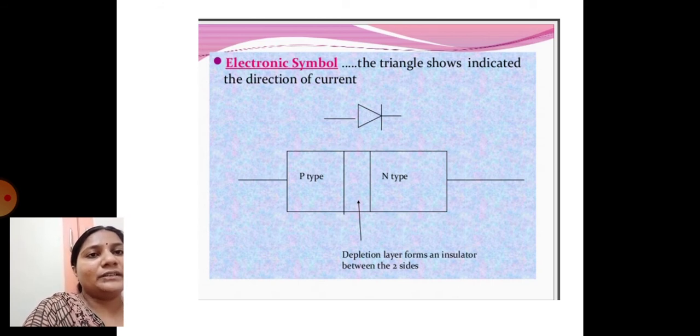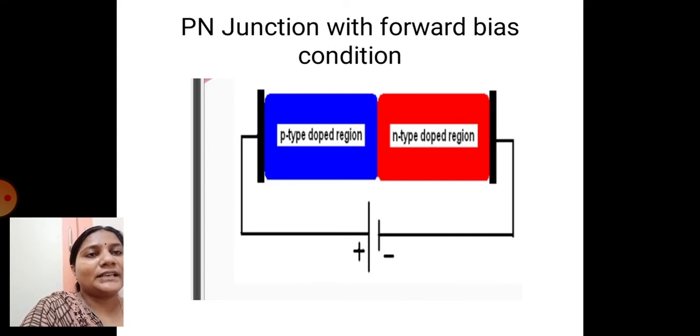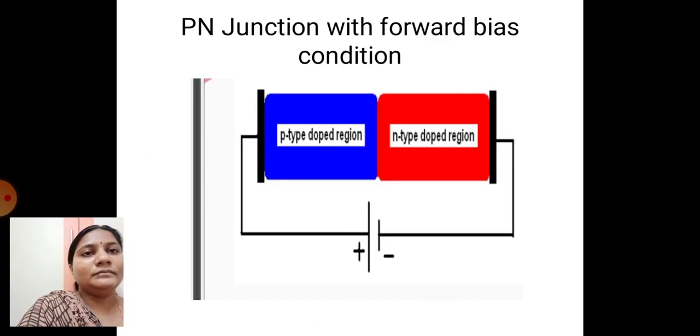In this picture, no external supply is connected here. So we can say that this is a PN junction diode with no bias condition. There are two other different bias conditions: PN junction diode with forward bias condition and PN junction diode with reverse bias condition. Now this is a PN junction diode with forward bias condition. So we'll simply connect the positive terminal to the P-type semiconductor side and the negative terminal to the N-type semiconductor side.